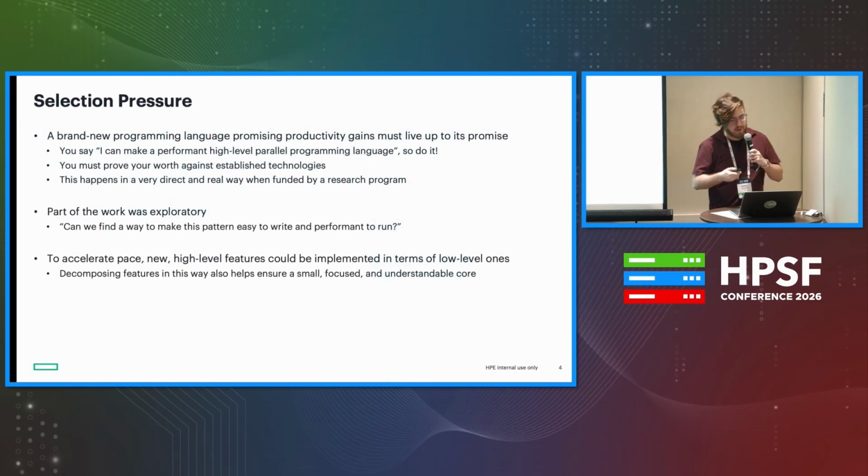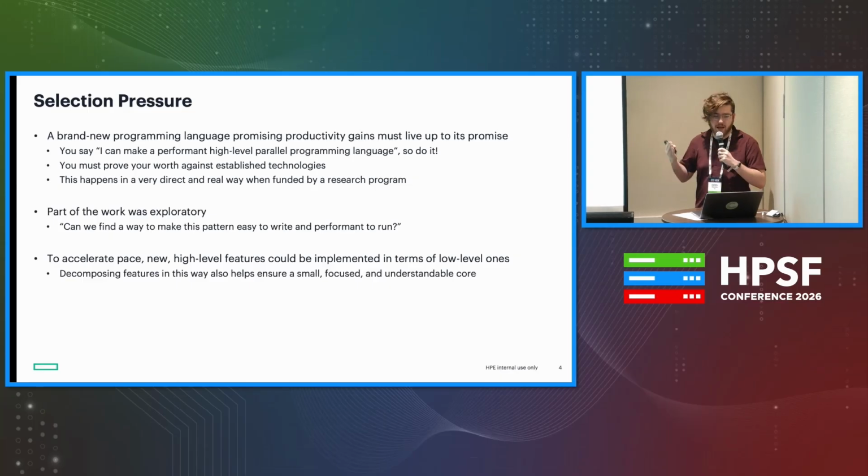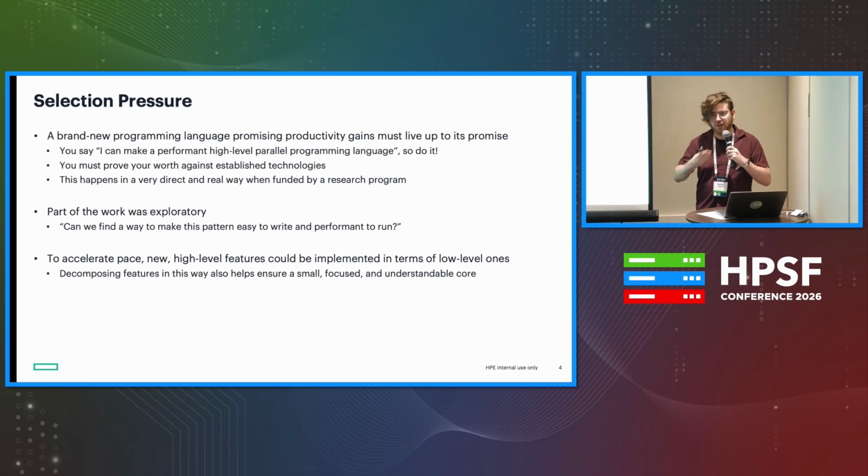So the Chapel project started as a research prototype, as part of a research program. And when you're just an up-and-coming new language, you have to convince others of your value, right? Like I'm saying, hey, I'm developing a brand new language for parallelism, right? And people will ask, why? And at all times, you have to justify and prove that you are still making progress and that you can do things that other languages can't.